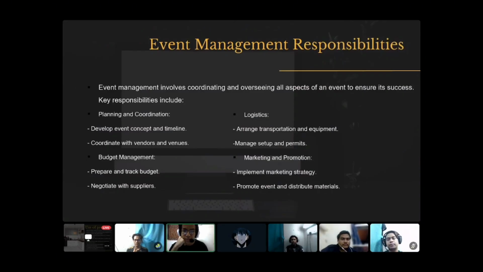For event management responsibilities, event management responsibility involves coordinating and overseeing all aspects of an event to ensure its success. The key responsibilities include planning and coordination, which is to develop the event concept and timeline, and to coordinate with vendors and venues. Besides that, it also involves logistics, which is to arrange transportation and equipment, and also manage setup and permits. The third is budget management, which is to prepare and track the budget and to negotiate with suppliers. And the last one is marketing and promotion, which is to implement marketing strategy, promote the event, and distribute materials.